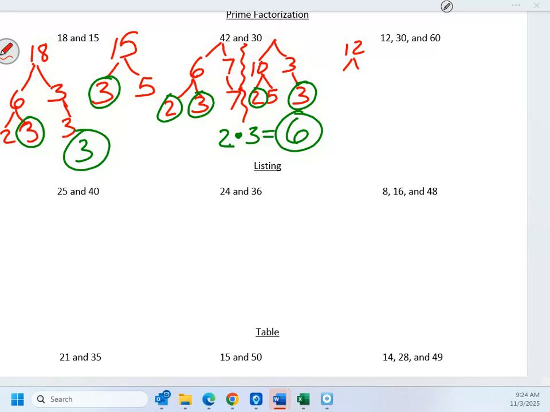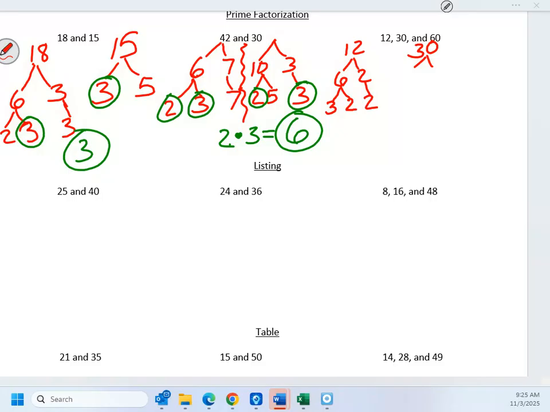So what are the factor buddies for 12? 6 and 2. I can break that 6 down to 3 and 2. I cannot break that 2 down. So my prime factors are 3, 2, and 2. What is a factor pair for 30?